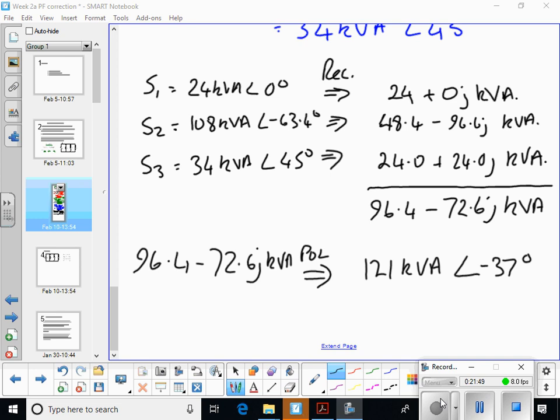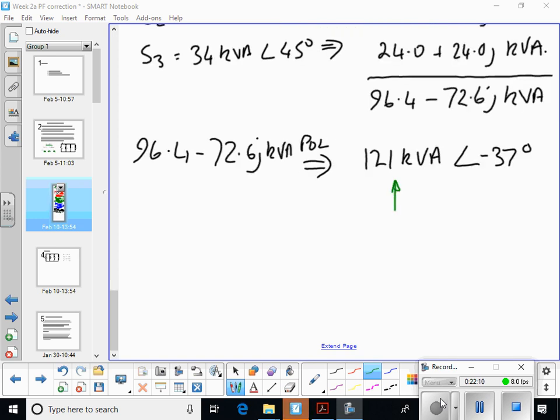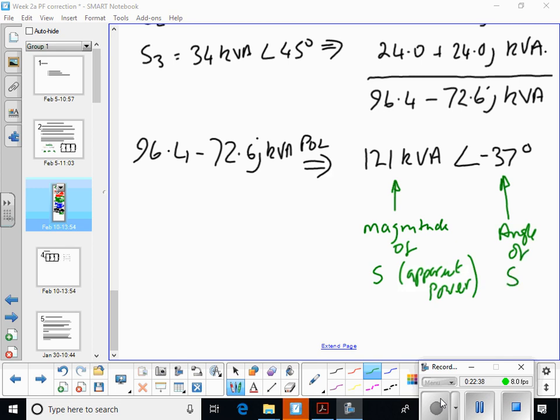What's interesting about these two different methods of showing this is that within that line there, I've got every bit of information about that load that I want. Because this bit, 121 kVA, is the magnitude of S, the apparent power. And that gives you the angle of S, because that's a complex quantity.